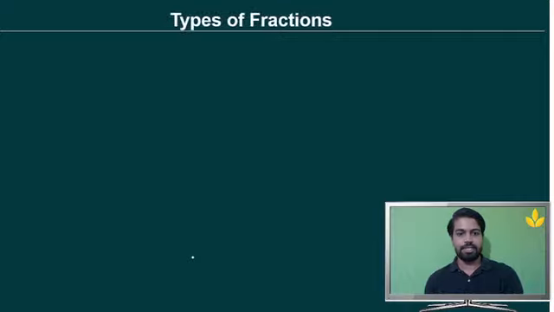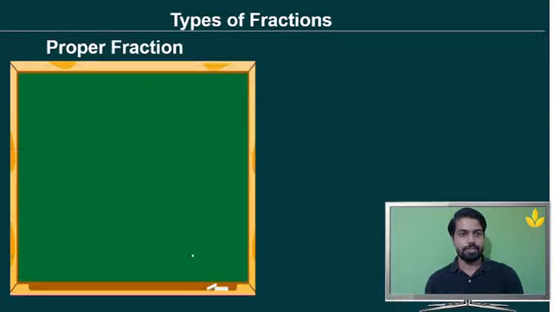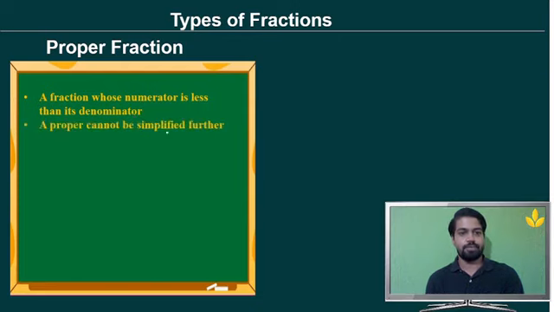So first let us understand types of fractions. There are generally two types of fractions. One is called proper fraction. What is it? Let's see. A fraction whose numerator is less than its denominator. Okay, that is a proper fraction, and a proper fraction cannot be simplified further. Examples: 1 by 2, 3 by 4, 7 by 8, 9 by 11, 25 by 29. These are the numbers which cannot be simplified further, so they are called proper fractions. They can be negative also. I have given only the positive examples.